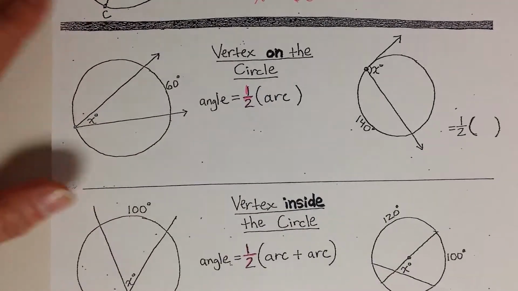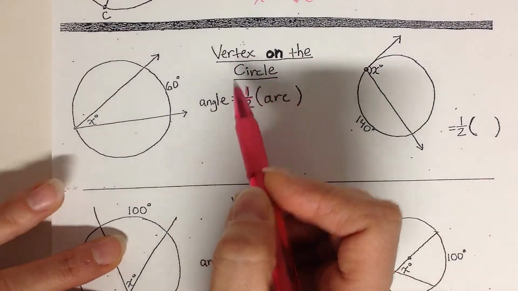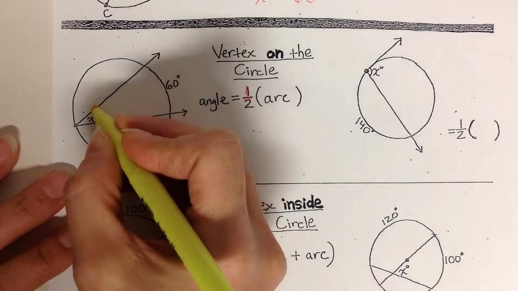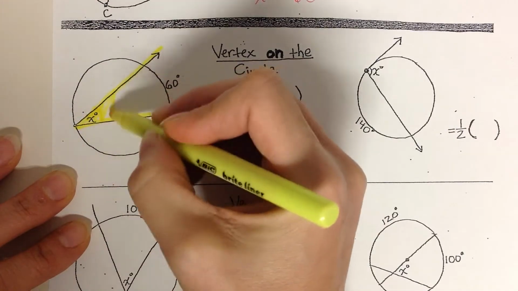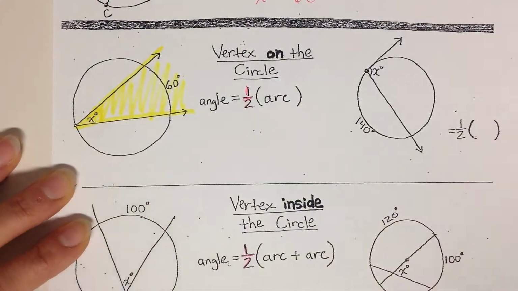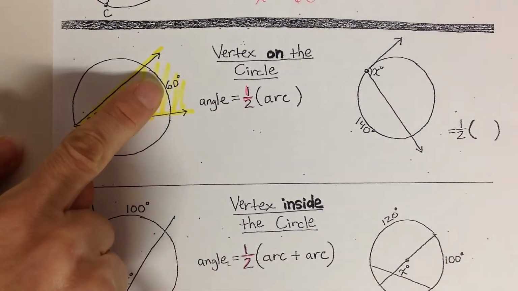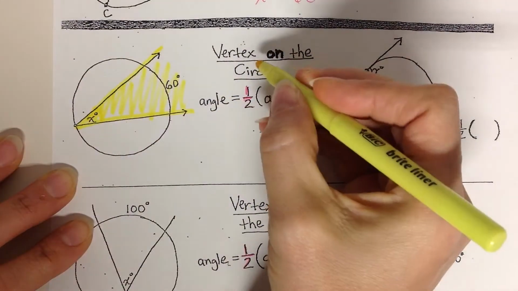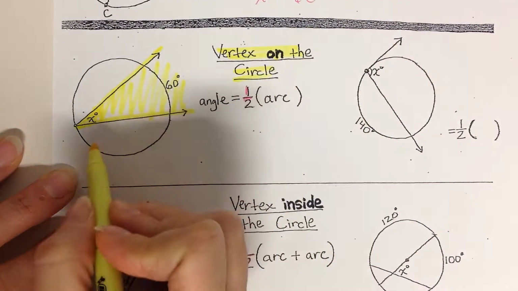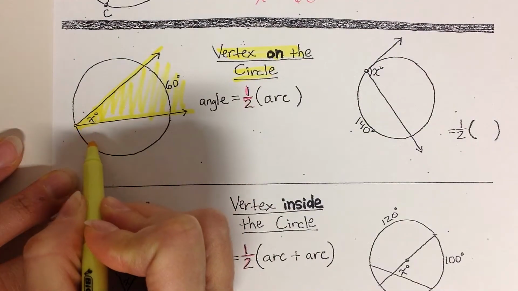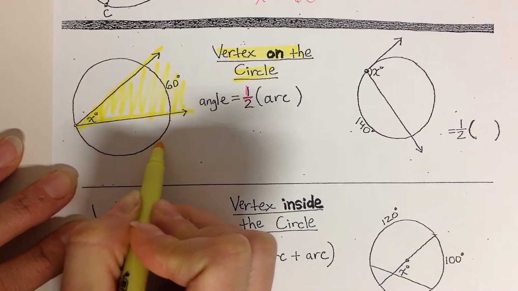Okay, so here, this first one, vertex on the circle. So X is in an angle here, I trace my angle, I shade it all the way to the circle. Alright, so I found that I have this one arc. Now this time, where's the vertex? It's going to be on the circle, on, meaning this is the circle, all the points that make up the circle, the curve, the arcs.